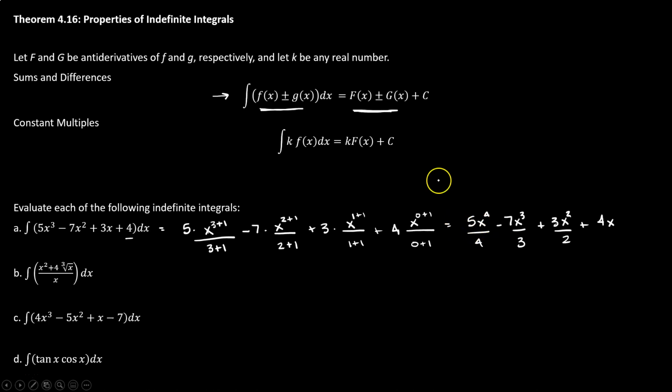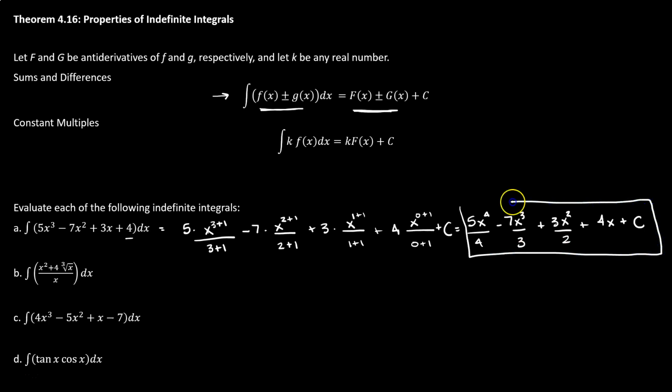Ooh, and I did a big no-no here. I forgot the most important part. I wouldn't say most important, but a very important part. Every time you integrate, the final thing you should write down is plus c for our final integral value. So our antiderivative, the f of x, is equal to 5x to the 4th divided by 4 minus 7x cubed divided by 3 plus 3x squared divided by 2 plus 4x plus that constant c.